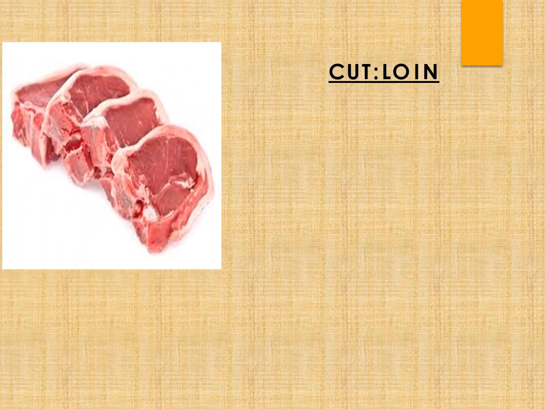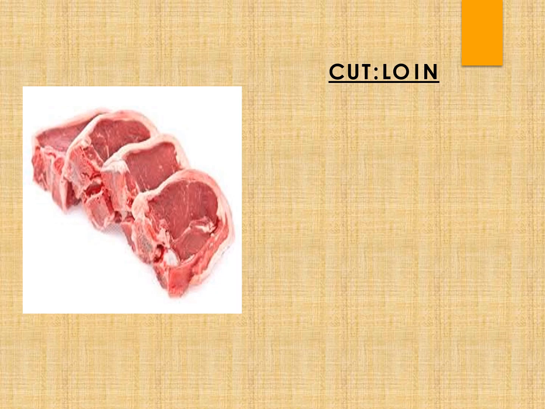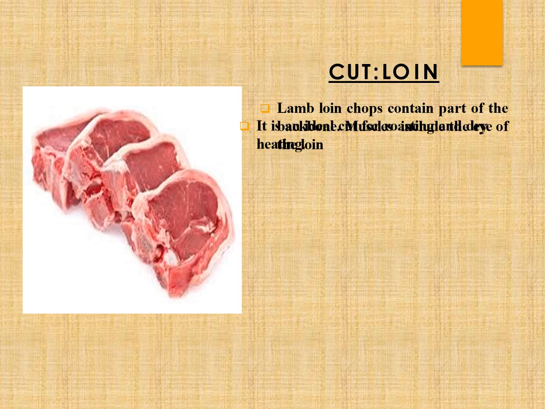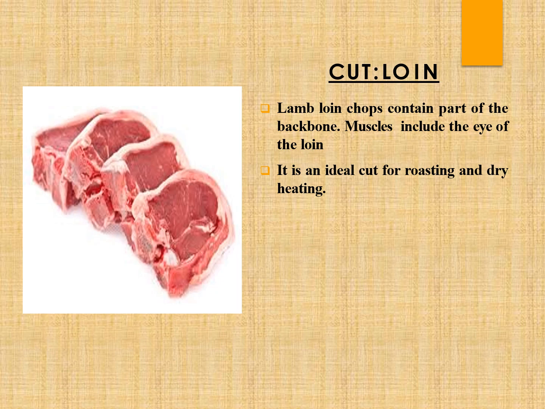Now we'll understand loin. This is the image of a loin. A loin is a cut which is derived directly behind the ribs running down the spine towards the animal's hindquarters. The loin is where we get lamb loin roast and lamb loin chops, and both are tender cuts. So they are best prepared by dry heating or roasting process.